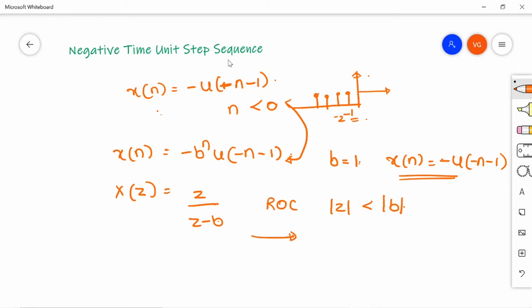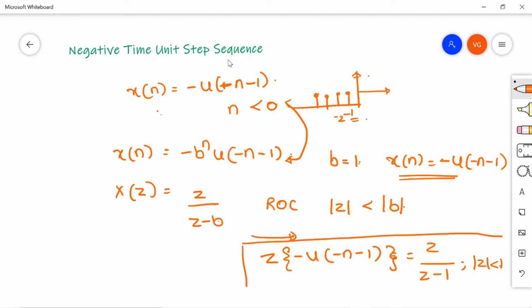So the Z transform of minus u of minus n minus 1 is nothing but z by z minus 1, where the ROC is mod z less than 1. So this is the Z transform of the negative time unit step sequence. This is also very important, as we are going to use these formulas further in problems.